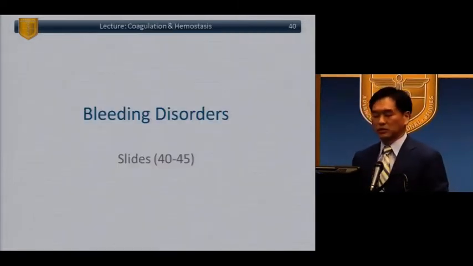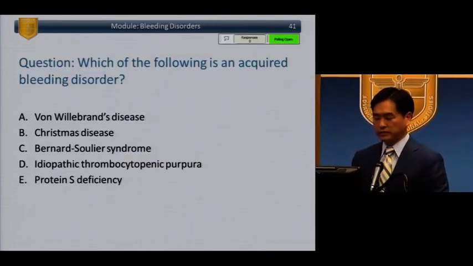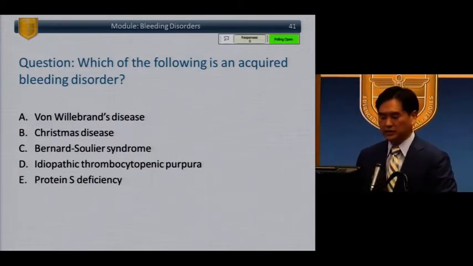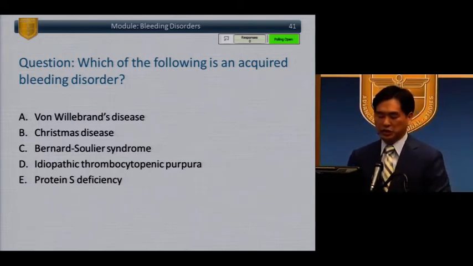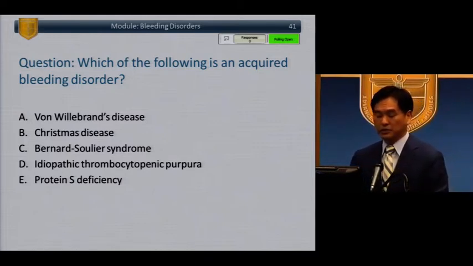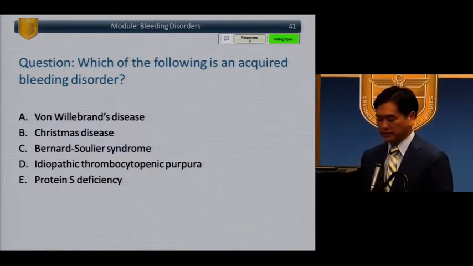Let's talk a little bit more about bleeding. Which of the following is an acquired bleeding disorder? A, von Willebrand's, B, Christmas disease, C, Bernard-Soulier syndrome, D, idiopathic thrombocytopenic purpura, or E, protein S deficiency.